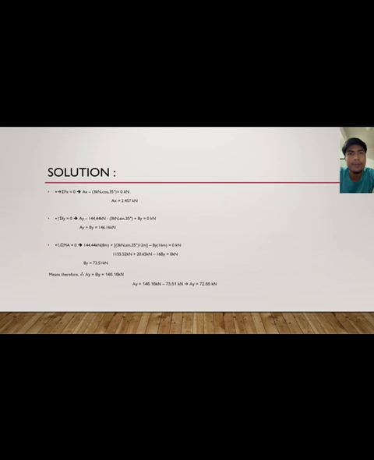And then sum of Fy equal to 0, we get Ay plus By equal to 146.16 kilonewton, and then we calculate the moment at point A equal to 0, then we get By equal to 73.51 kilonewton, and then we can calculate Ay plus By equal to 146.16 kilonewton, and we get 72.65 kilonewton for Ay. Okay, this is the dimension of the I sectional beam.